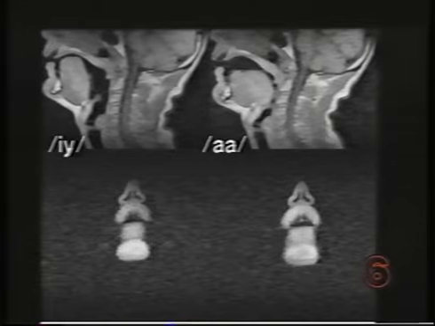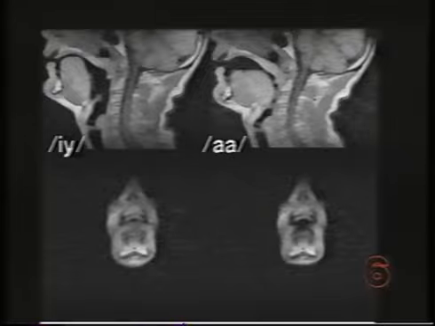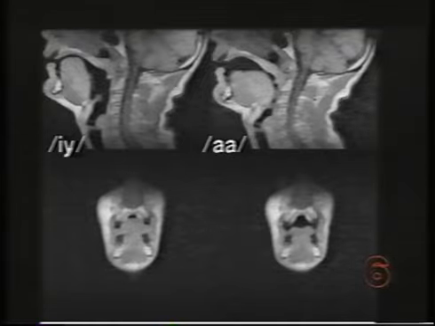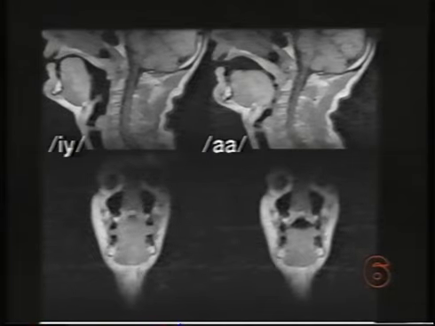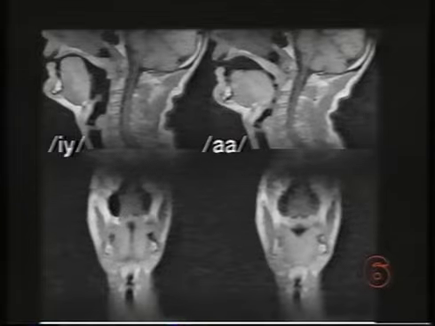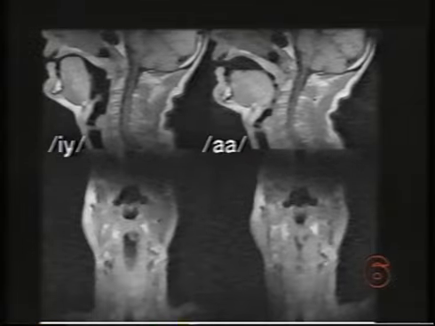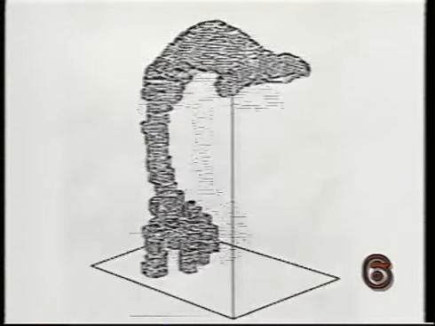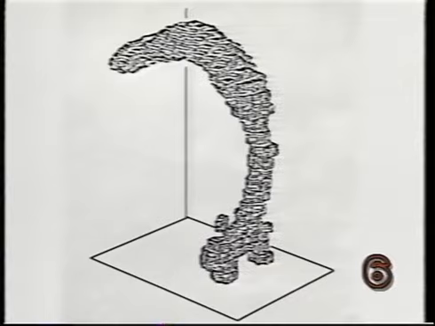Coronal sections illustrate the soft tissue outline of airspace formed during the production of the two vowels. Note the tongue groove present in anterior sections, as well as piriform sinus definition in the posterior pharynx. These computer-generated views of the vocal tract were constructed from measurements of axial, sagittal, coronal sections and represent the inside dimensions of the vocal tract during production of the vowel A.